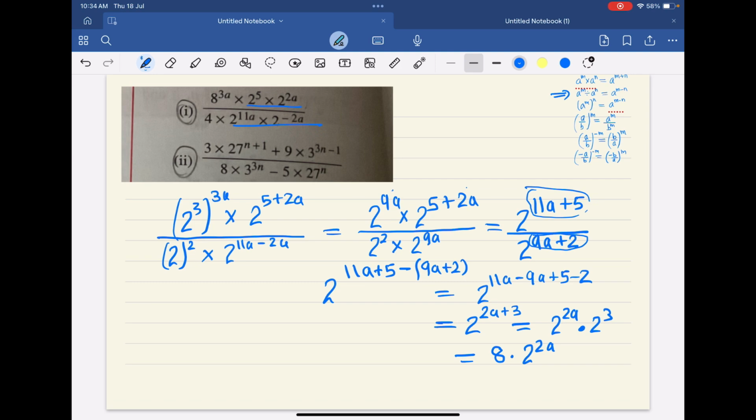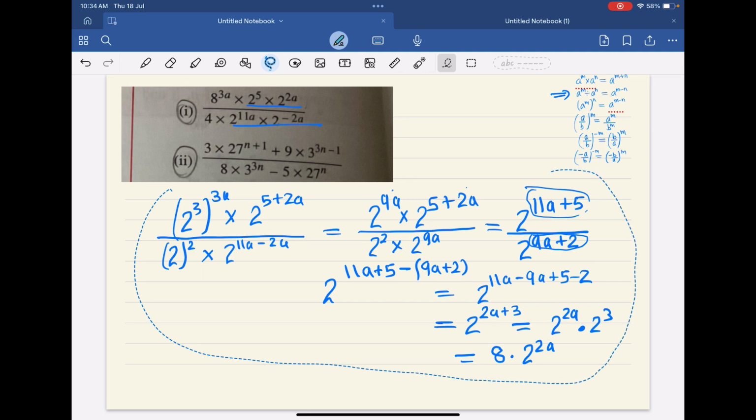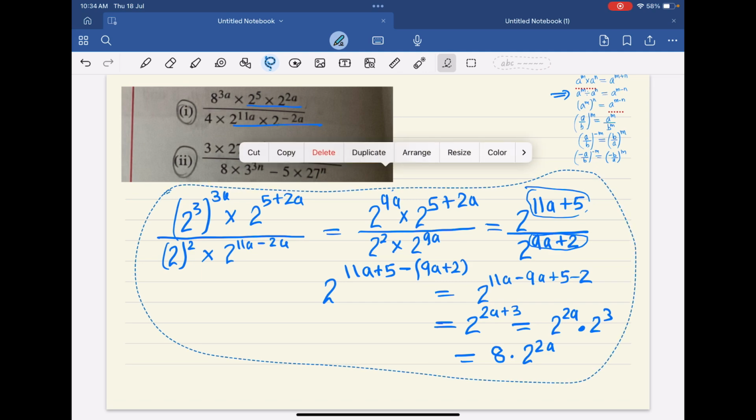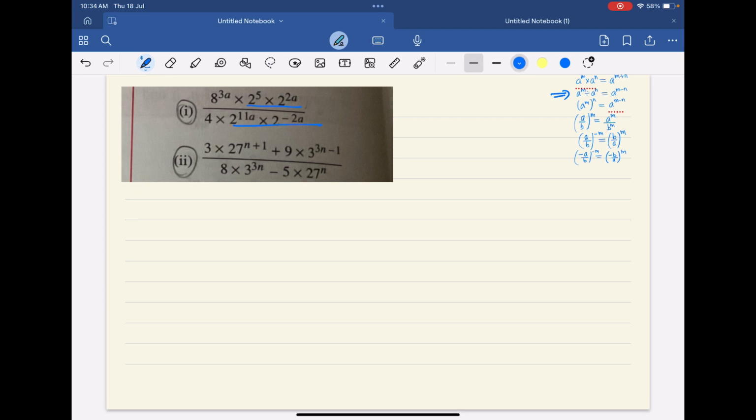Meanwhile, I'll erase this and you can watch the recording again, and let us go to the second question in the same problem, which is we have got 3 times 27 to the power n plus 1 plus 9 times 3 to the power n minus 1, then 8 into 3 to the power 3n, and 5 into 27 to the power n.